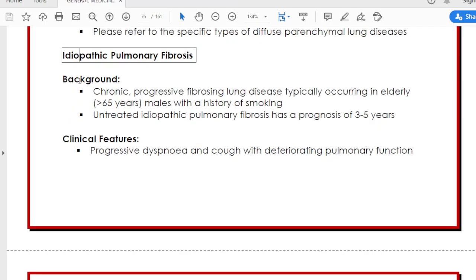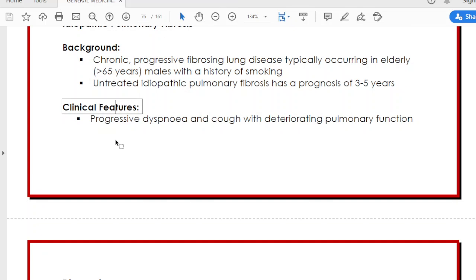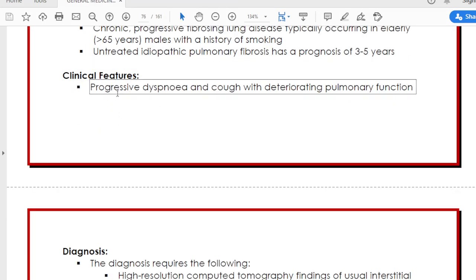Idiopathic pulmonary fibrosis. Background: chronic, progressive fibrosing lung disease typically occurring in elderly males, greater than 65 years, with a history of smoking. Untreated idiopathic pulmonary fibrosis has a prognosis of 3 to 5 years. Clinical features: progressive dyspnoea and cough with deteriorating pulmonary function.